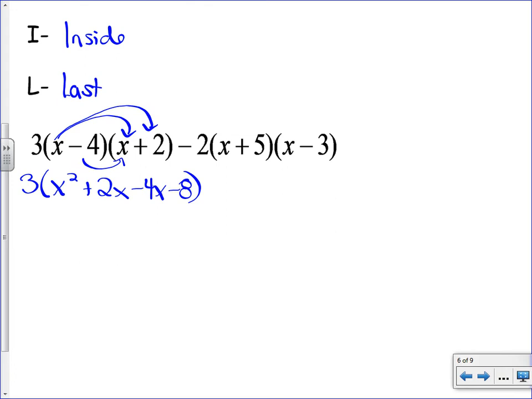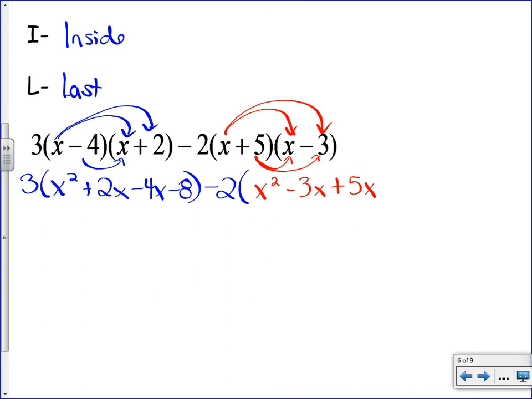Okay, now I have to take care of my next one. So I'm going to drop down this negative 2, and I'm going to do FOIL. Rob, can you help me out with this? What do I get when I do FOIL for the second set? Good. X times x gives me x squared. Keep going. X times negative 3 gives me negative 3x. Positive 5 times x gives me positive 5x. Positive 5 times negative 3 gives me negative 15.